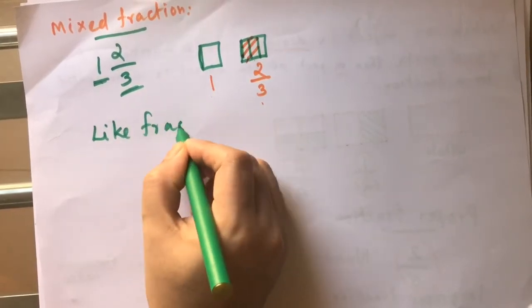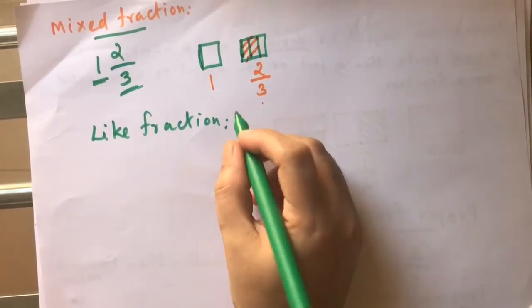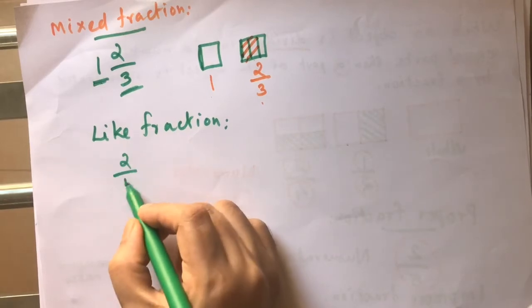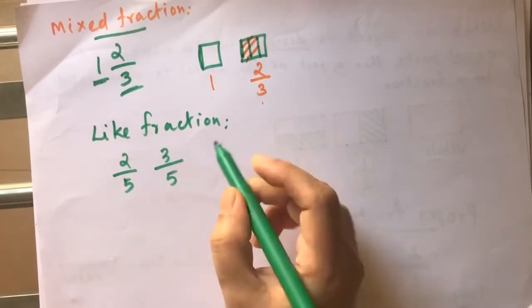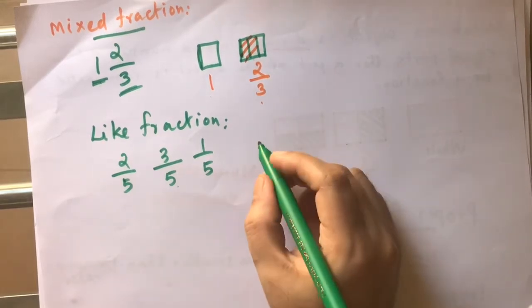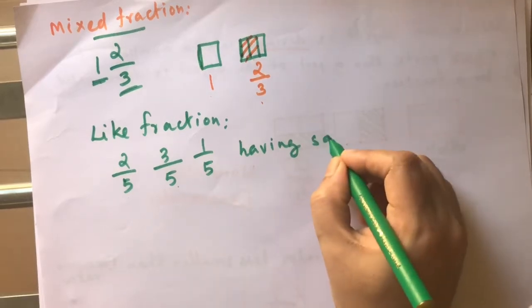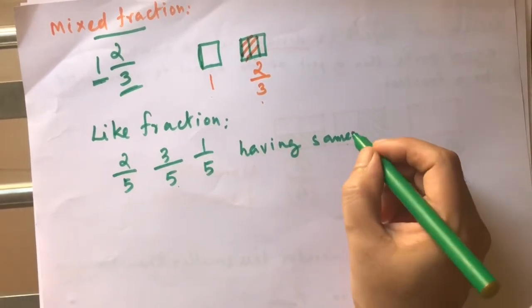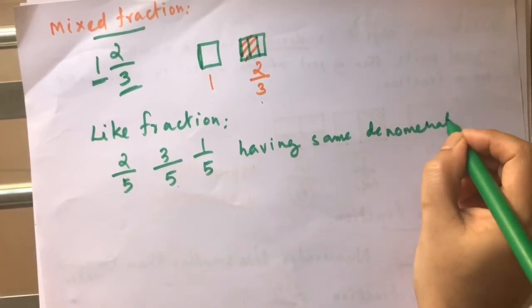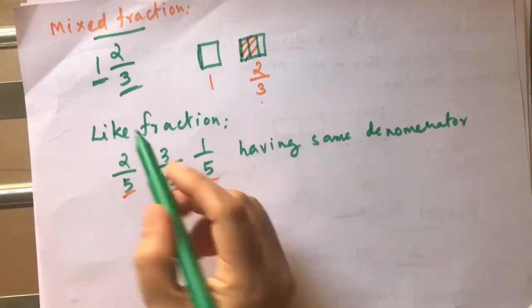Then I will go to like fractions. What is a like fraction? The fractions having the same denominators are called like fractions. Like 2 by 5, 3 by 5 and 1 by 5. Here all the denominators are the same. So the fractions having the same denominators are called like fractions.